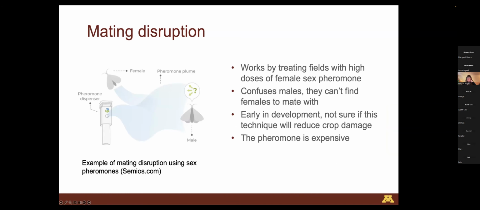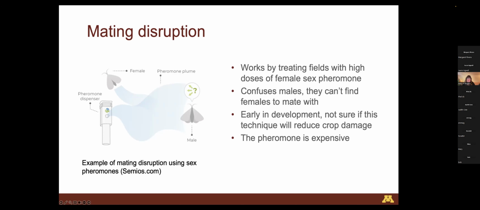Mating disruption. So this is an area that's in development right now. It's worked really well for codling moth in apples. Just being looked at for Swede midge. Colleagues in Vermont are looking at this right now. And basically how it works is you have a pheromone dispenser that's emitting this synthetic female sex pheromone, and it confuses the males. So it interrupts their ability to find the females.